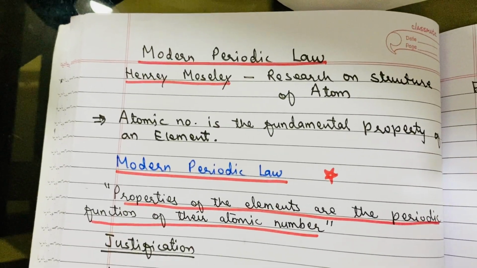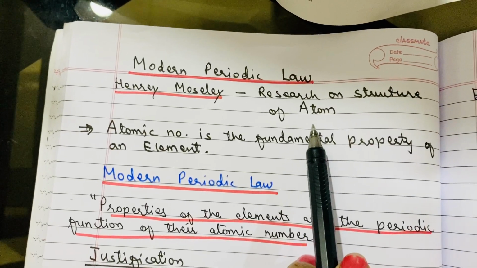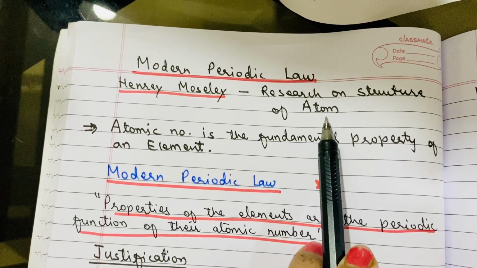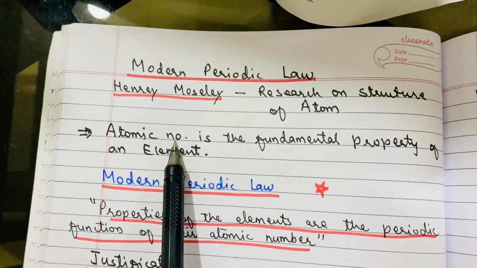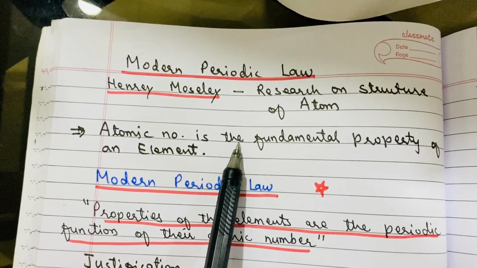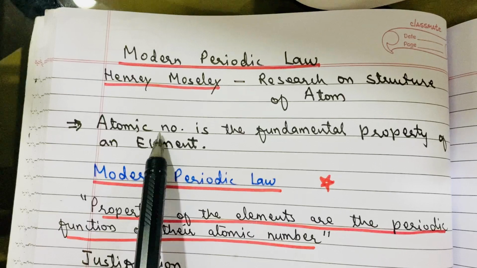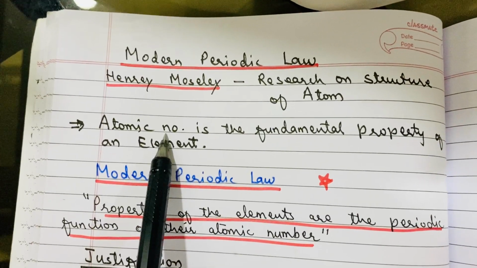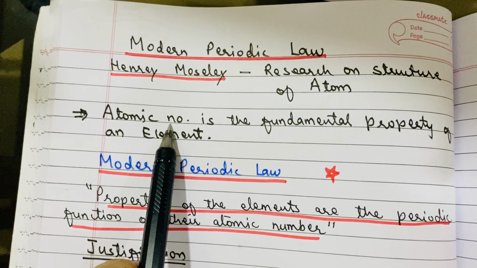And that's why Henry Moseley started his research in 1913. He was studying the structure of the atom, and he found out that atomic number was the most important fundamental property of the element. So what is atomic number? Yes, in class 9 we have learned what atomic number is. It is the number of protons in the atom of an element.